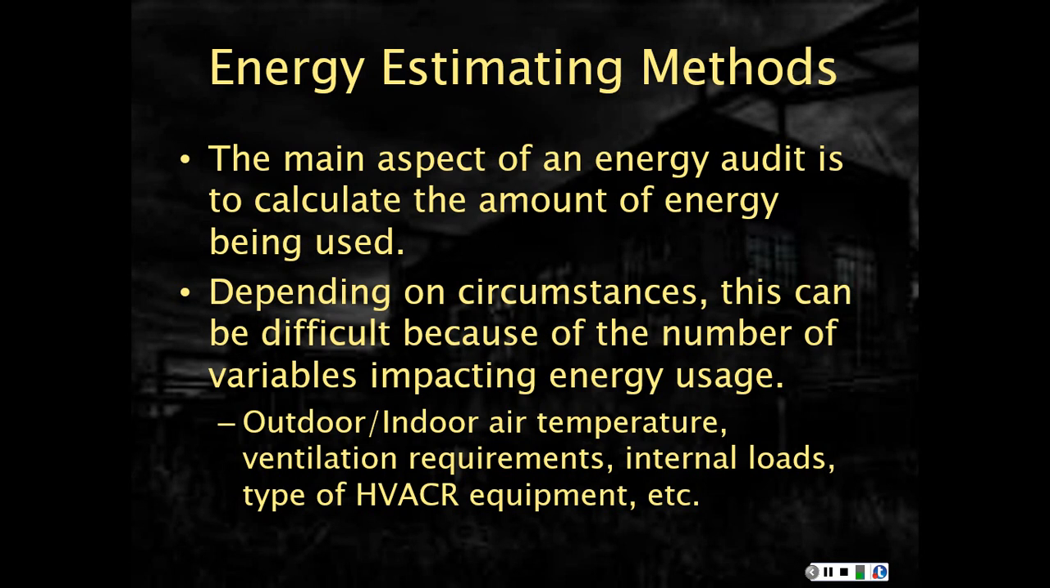To name a few, the obvious one is the difference between outdoor and indoor air temperature. But added onto that, we have ventilation requirements, variation in internal loads, variation in efficiency of HVAC equipment, variations in the use of production equipment, and variations in the use of a combination of artificial and natural lighting. So if we actually look at the potential variables here, they can be quite numerous.